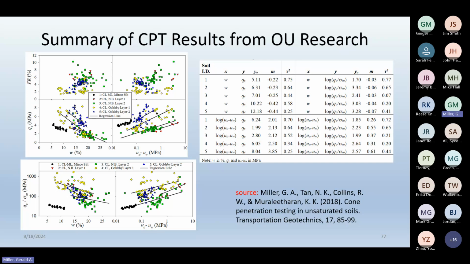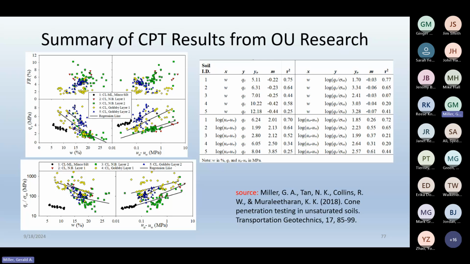So clearly there's an effect that we need to think about when we're doing this type of work in the unsaturated zone. On the right, you see a table. It just summarizes the slope and intercept and the coefficient of determination for all of those different trend lines. If you look at the coefficients of determination, they are generally pretty good. Most are above 0.5, some are up close to 0.7, some are lower, but generally pretty good.